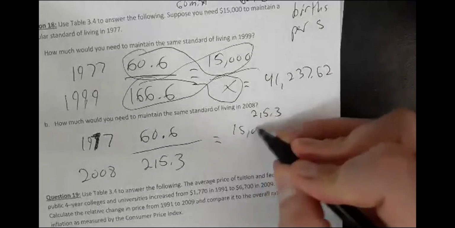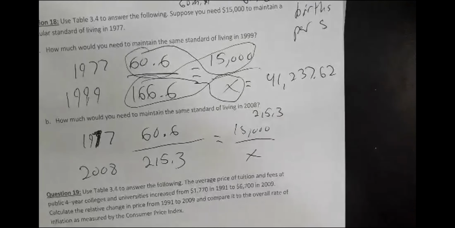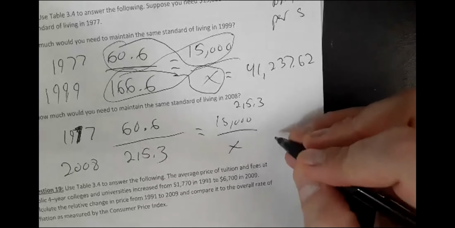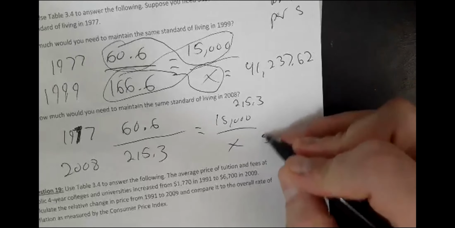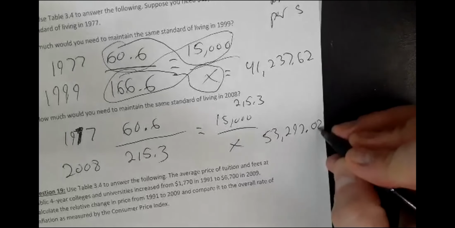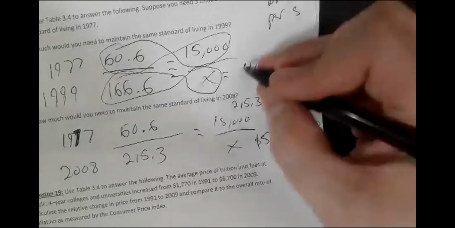And I want to go from 15,000 to some number. And so this is the same thing. I'm doing 15,000. I'm multiplying it by 215.3, and then I'm going to divide it by 60.6. I should be getting something like 53,292 and 8 cents when I round it up.